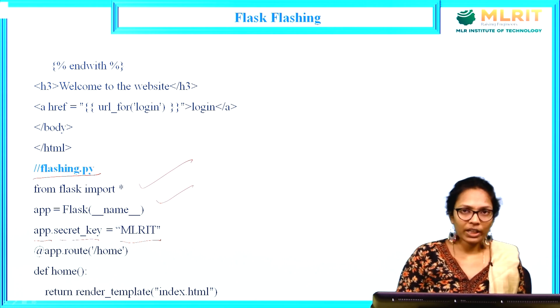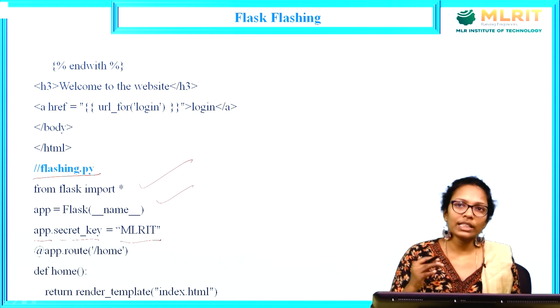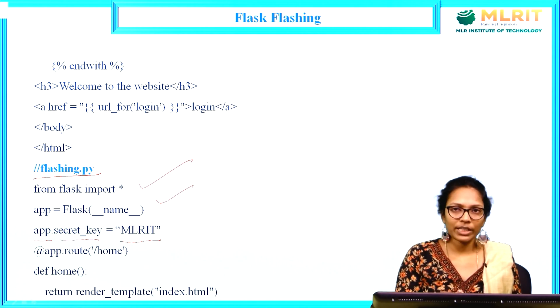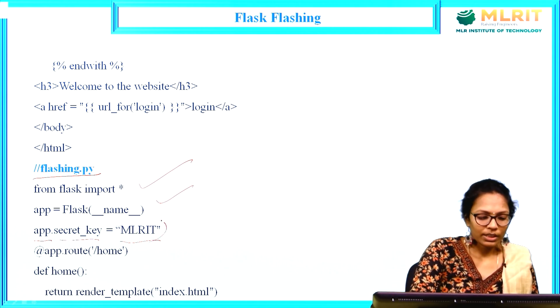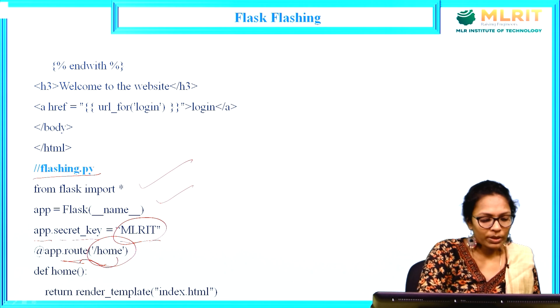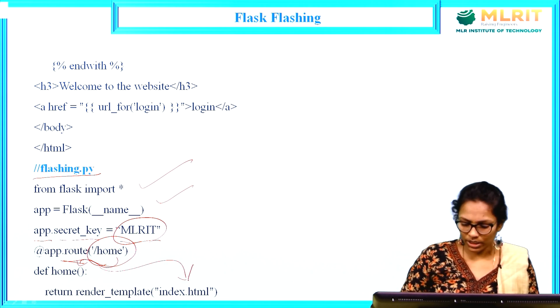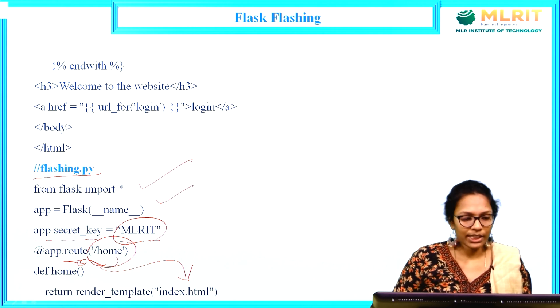You're simply giving the key in the program, but you're not using it directly. Internally the server will use that key to execute this application. So I'm giving the key as MLRIT. Then after that I'm setting the route as /home. For this /home, the home method will be executed, and this home method is calling index.html. We'll see what this index.html is also.